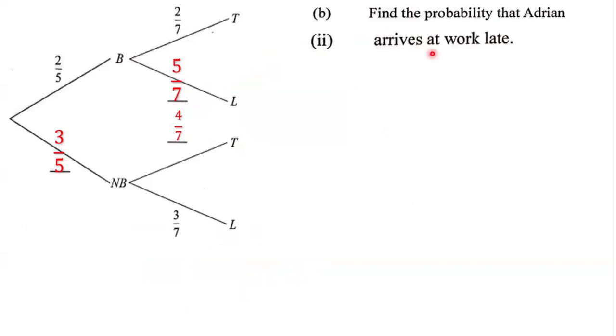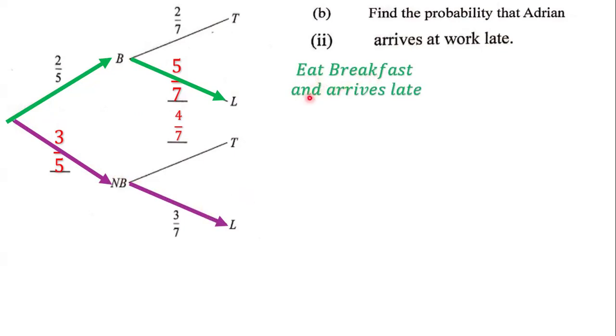Next, we have to determine the probability that Adrian arrives at work late. Now, there are 2 ways that he can arrive at work late. Well, what are the 2 ways? The 2 ways are the following. He could eat breakfast and then arrive late, or he cannot have breakfast and then arrive late. And so there are 2 ways. He can eat breakfast and arrive late. That's this and then this. Or he can have no breakfast and then arrive late. That's this and then this.